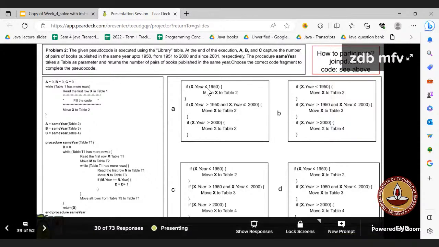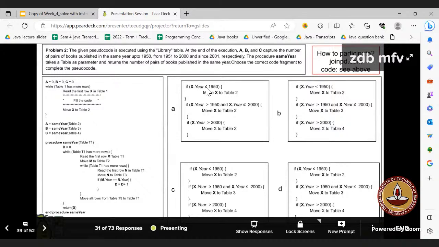Ma'am, I have a doubt in the procedure part. Can you please explain? Okay, I will explain this. So what all should be considered for A? The books which are published up to 1950. Up to 1950 means less than or equal to 1950, that is, published before 1950 and in the year 1950.